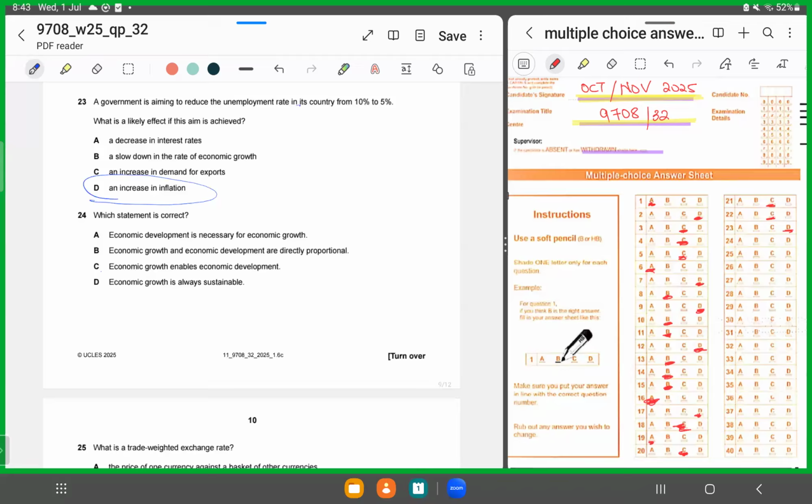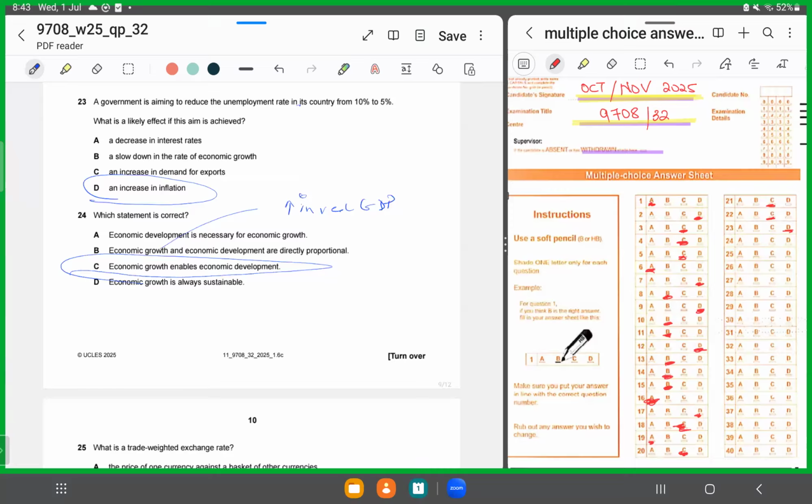Now, what is economic growth? Economic growth is an increase in real GDP. And what is economic development? When there's an improvement in the quality of life and living standard. So, economic growth enables economic development. When there's an increase in the real GDP, then there occurs an improvement in quality of life and living standard. It cannot be B.